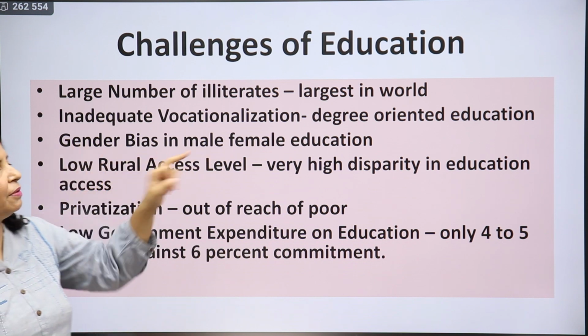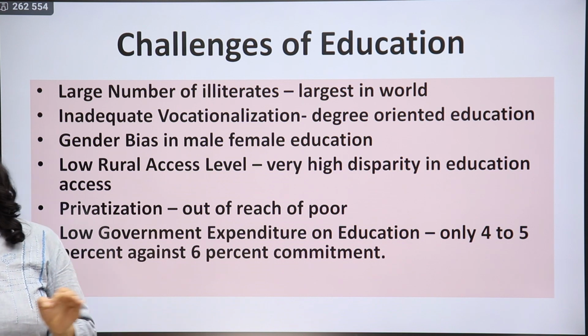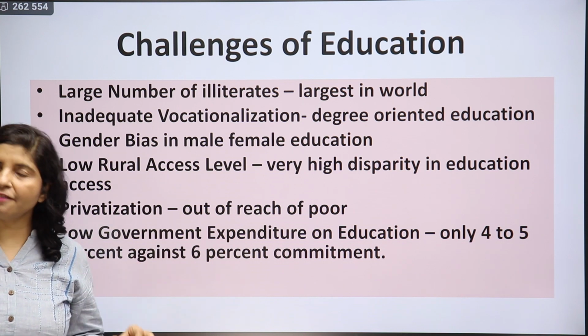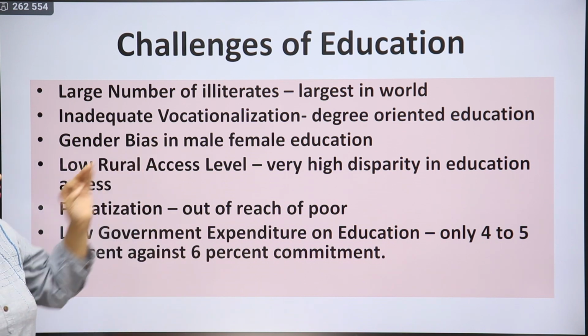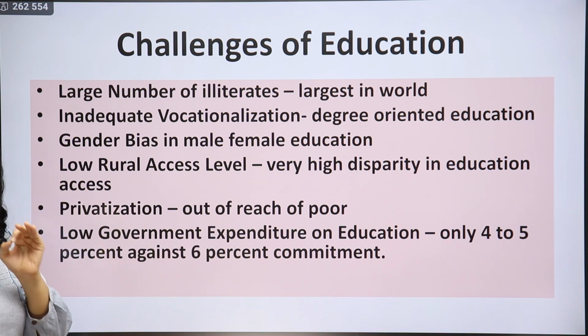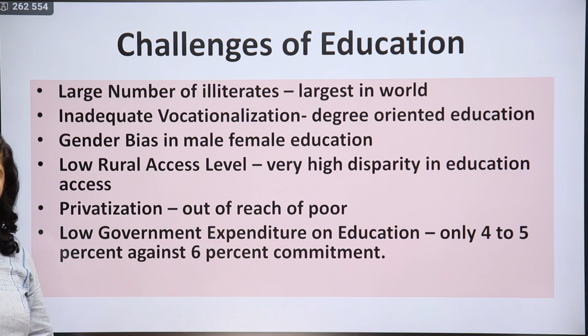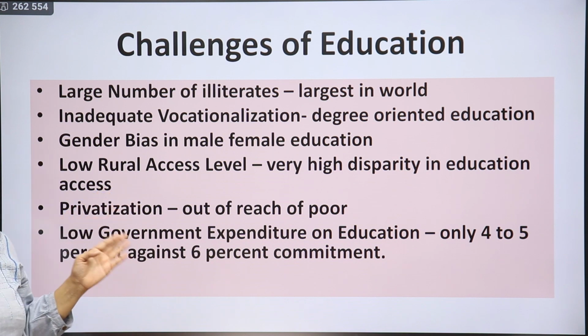Then gender bias in male-female education. Still, in many parts of India, especially in villages, women are discriminated against in education. A male child is sent to school, but a female child is not sent to school, and that too is a problem in India. Then low rural access level, very high disparity in education exists in India. In some of the villages in India, you don't find a school, and the school may be far away, up to 50 kilometers, and then you may find a small school. That is the main problem in India, that people are not getting education nicely.